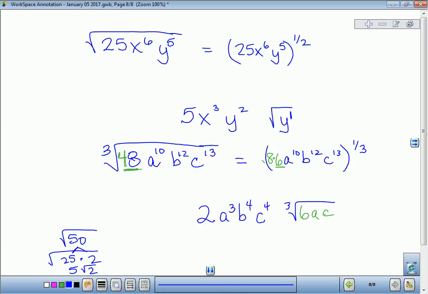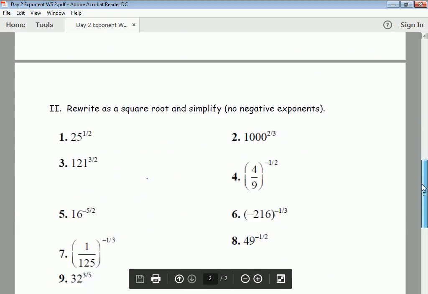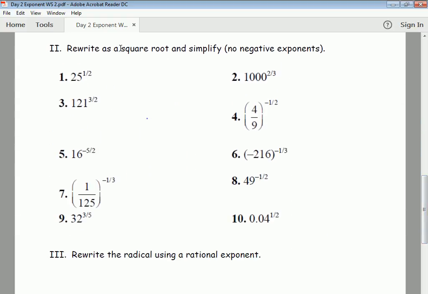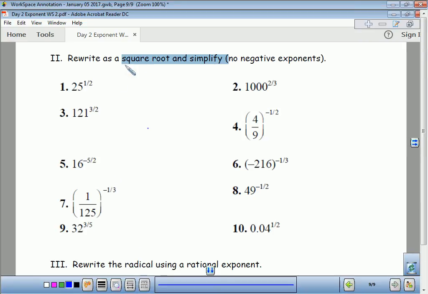Okay, so let's take a look at your homework and let me talk about what I want from you. This part up here, very self-explanatory. First, write it as a square root, and then simplify if possible. Follow those directions exactly. Write it as a square root, and then simplify if possible.